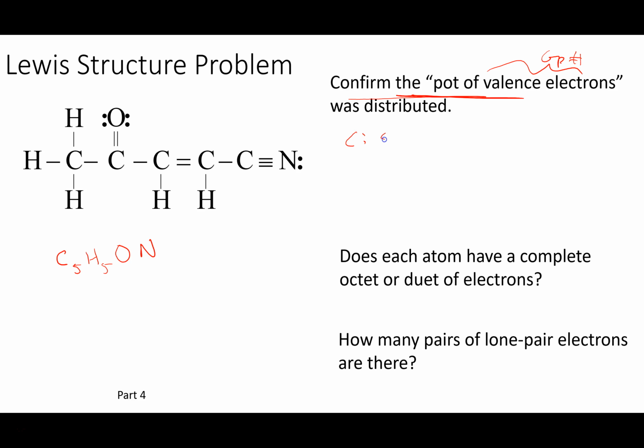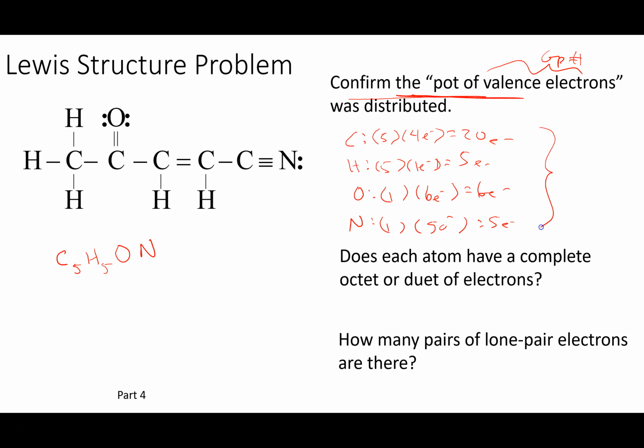With regard to the carbon, there are 5 of them, and it's a 4A element, so there are 4 valence electrons. With regard to hydrogen, there are 5 of those, and the number of valence electrons is 1, so I get 5 electrons. With regard to oxygen, there's 1 of them, it's a 6A element. With regard to nitrogen, there's 1 nitrogen, it is a 5A element. So let's add these up. I got 25, 30, 36.